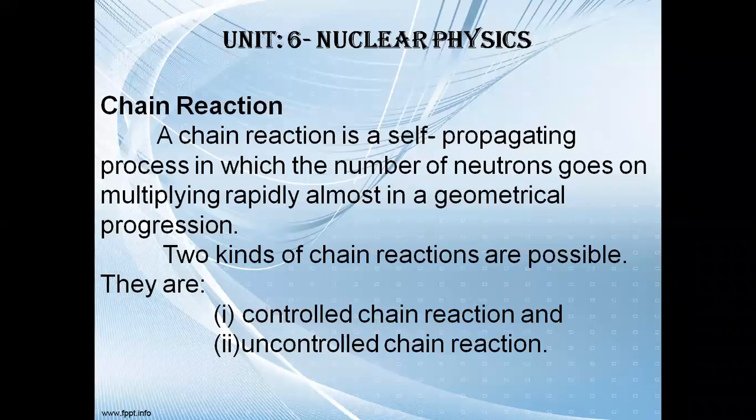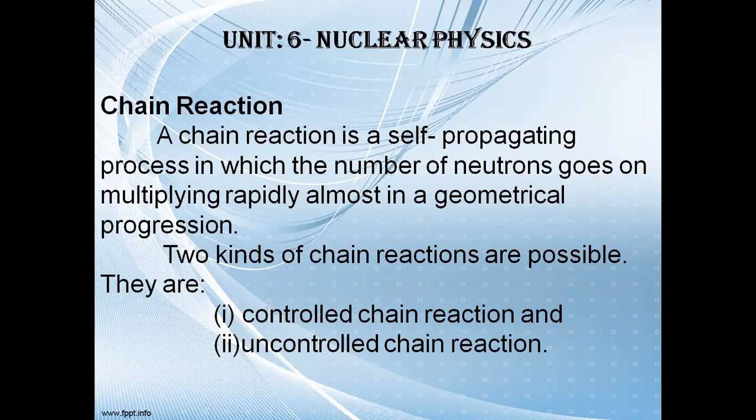Next, these 9 neutrons again produce 27 neutrons and undergo fission reaction. This is called a chain reaction because the first 3 neutrons produce the next 9 neutrons, and those 9 neutrons produce the next 27 neutrons. This forms something like a chain. So this reaction is called a chain reaction.